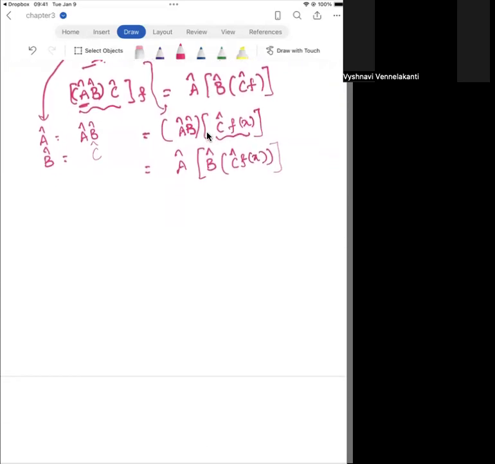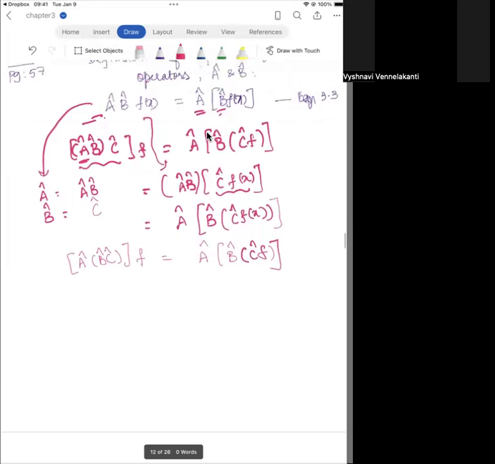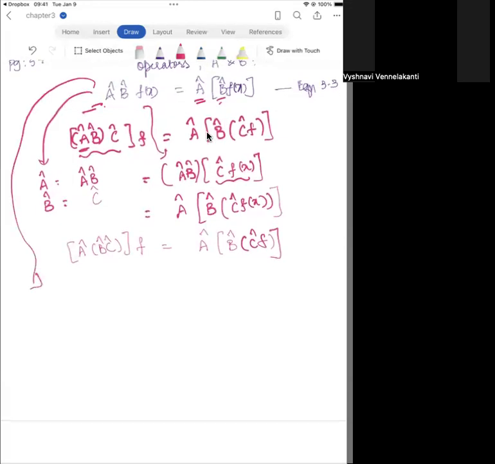Now we're going to do a similar proof. This time we're going to prove that this is equal to this. Okay. So again, based on the definition of operators, in this case, we have A as A, but B is the operator BC, right? So you can write this as A times BC of f of x. So you can write it like that.